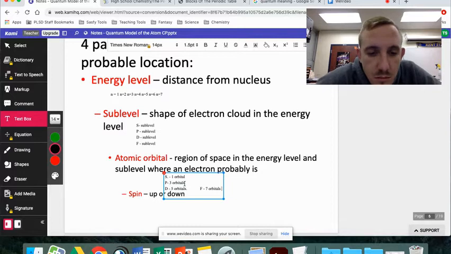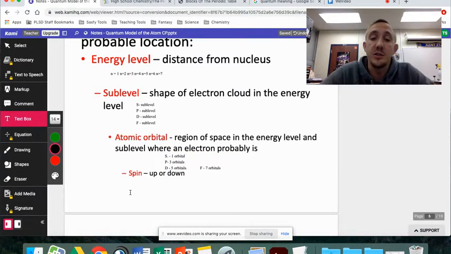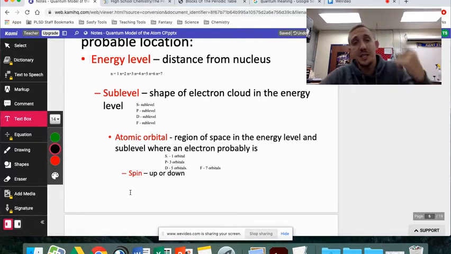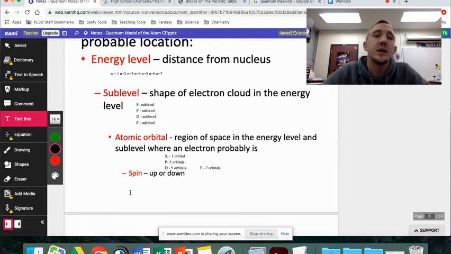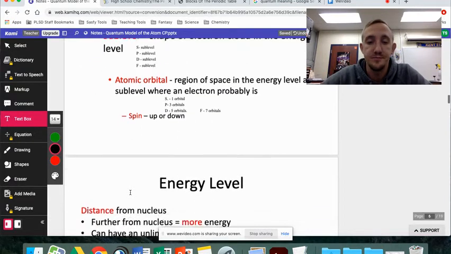Now, they also take into account the spin. It's either an up spin or a down spin. Electrons are actually spinning, kind of like the Earth spinning, and so they're either going to be spinning clockwise or counterclockwise. We'll be talking about that as we draw out electron configurations.